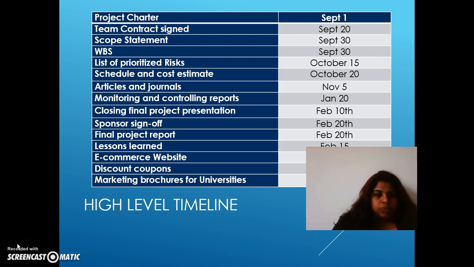And let's move on. This is the high level timeline. Project charter should be prepared by September 1st. Team contract should be signed by September 20th. Scope statement by 30th, and work breakdown structure by 30th. Prioritized risks October 15th. Schedule and cost estimate should be 20th. Articles and journals by November 5th.